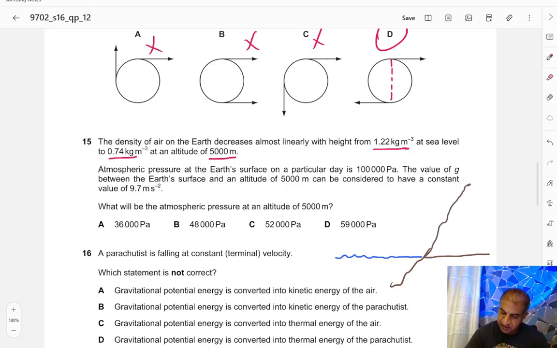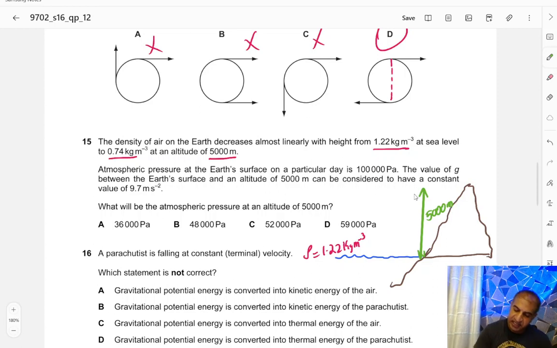Let's just suppose there is a mountain over here. And the idea is that we are at sea level. The density of the air on the earth decreases with height. At sea level, the density is 1.22 kilogram per meter cubed. Then we travel to an altitude, represented by this height over here, which is 5000 meters.